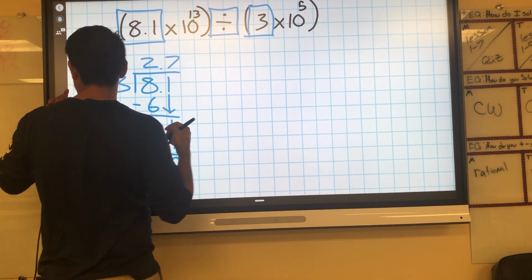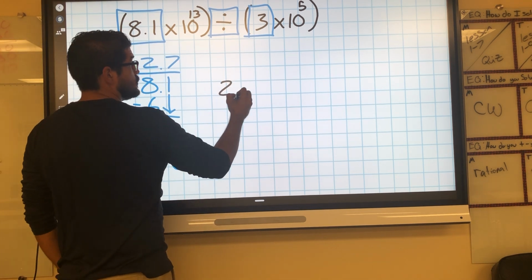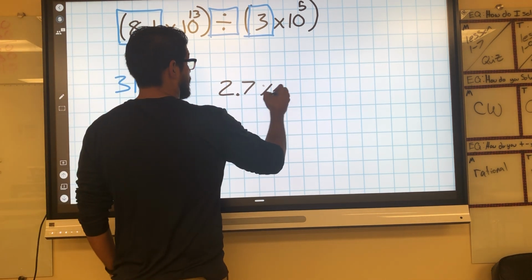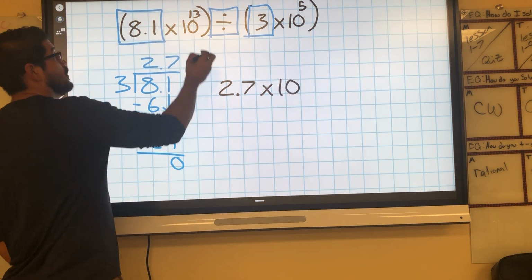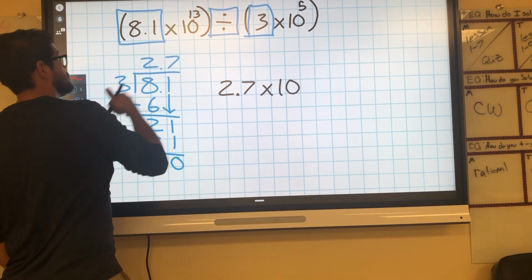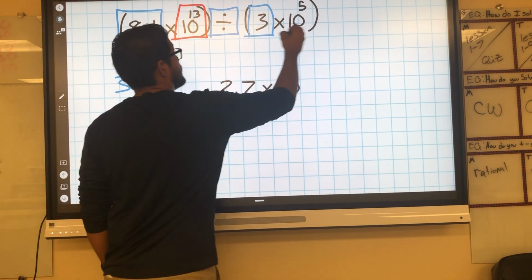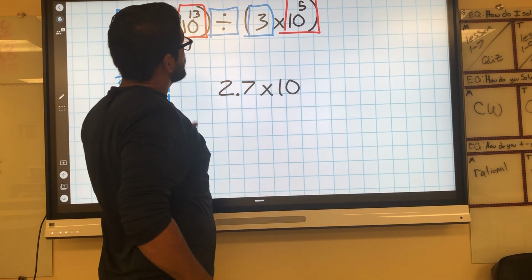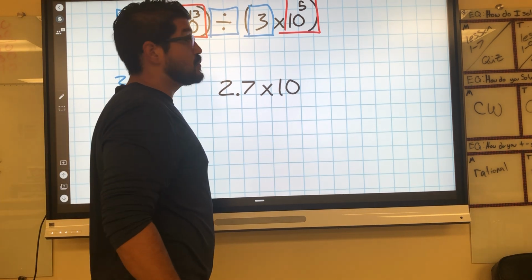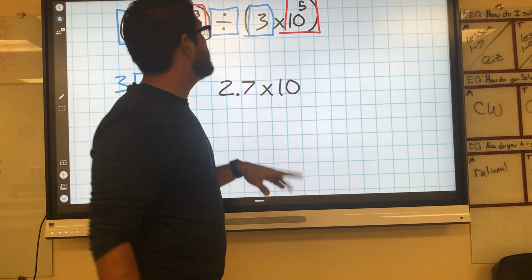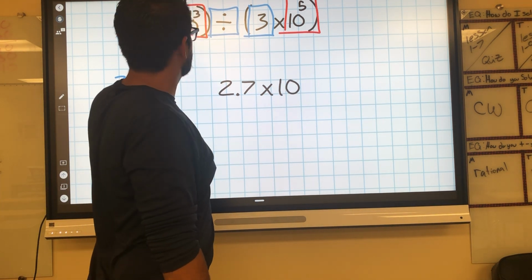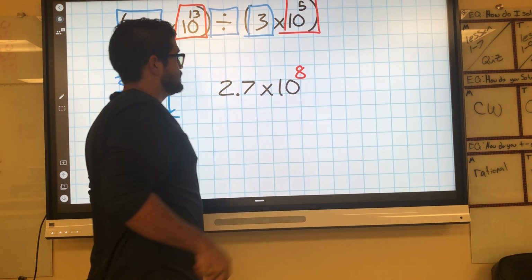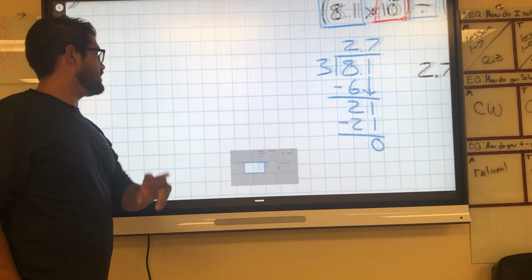So 2.7, let me write in a darker ink here. 2.7 is going to be going in the front of the scientific notation. Times 10 to the power of... Now, when this and this divide, the exponents actually subtract. So there's a possibility of getting a negative result at the end. But in this scenario, we are going to get a positive result because 13 minus 5 is going to be 8.